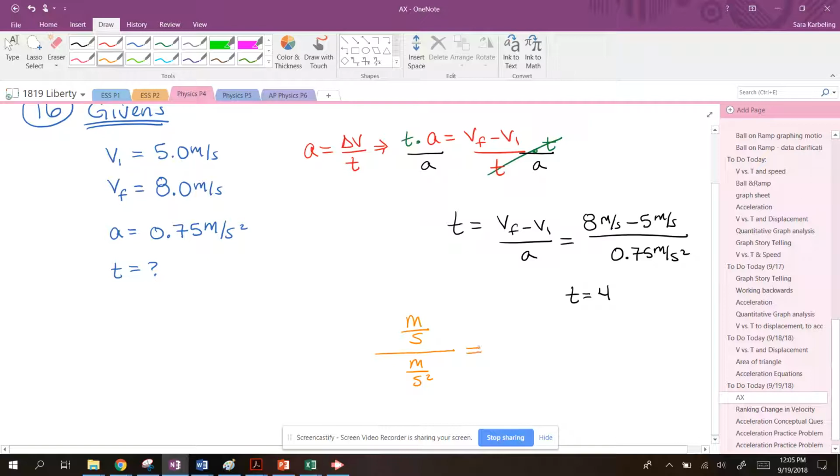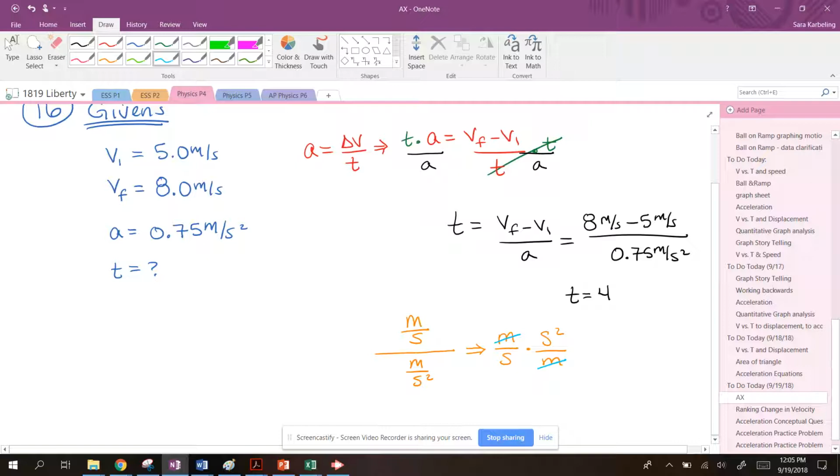So we're going to do this. It's the same thing as saying meters per second times seconds squared per meter. Okay? I've got meters on the top, meters on the bottom. What happens to those meters? Say, see you later. We don't need you.